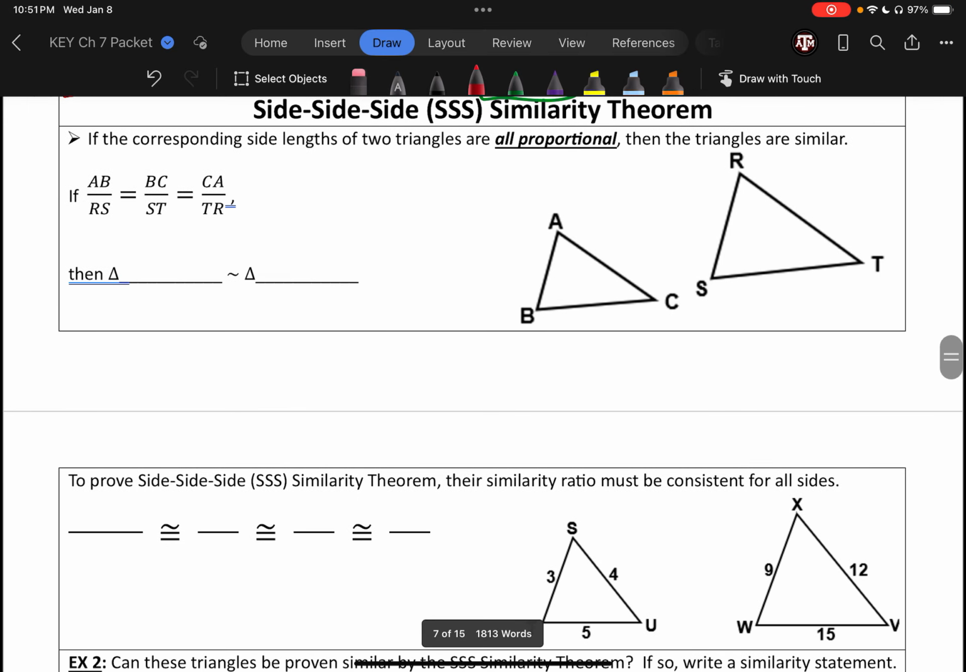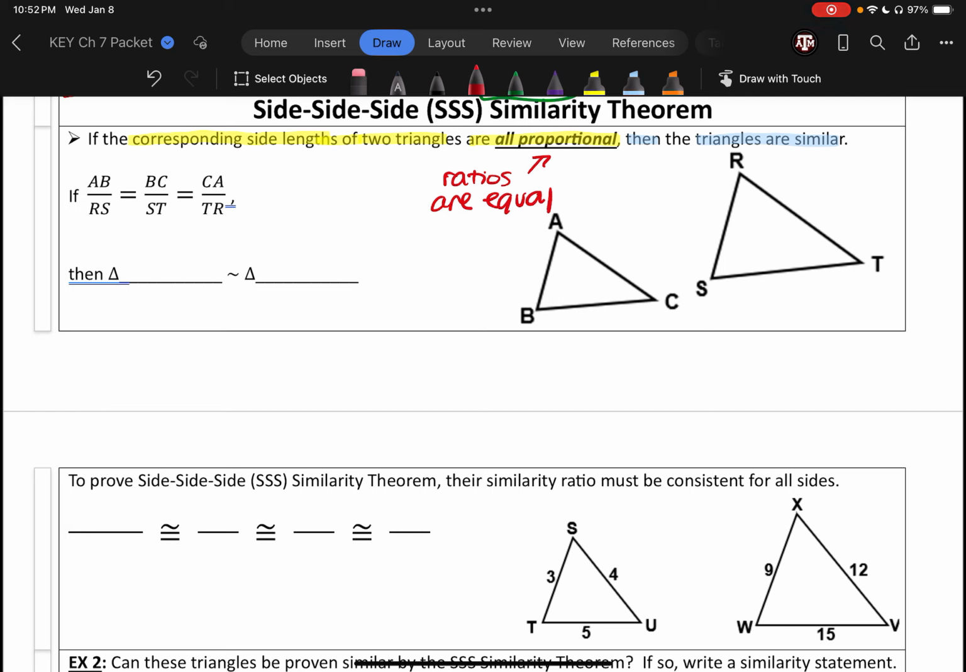So if we scroll down here, the next way we can prove that two triangles are similar is by using the side, side, side similarity theorem. This theorem states that if the corresponding side lengths of two triangles are all proportional, then the triangles are similar, right? Remember the word proportional. The word proportional means that the ratios are equal.